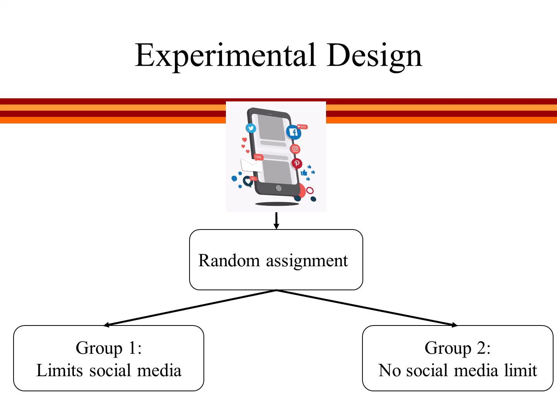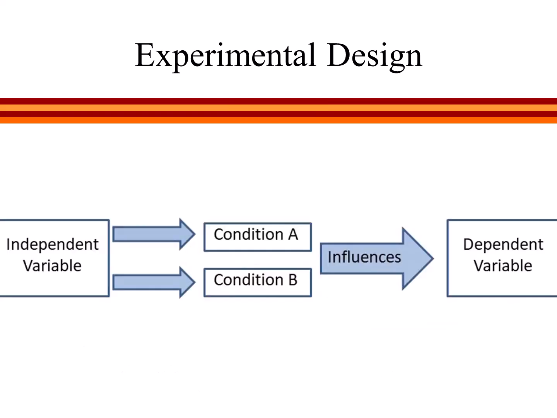In experimental design, the variable that is manipulated is called the independent variable. In this example, the independent variable would be social media use, because that's the variable that the researcher manipulated or changed via random assignment. The measured outcome is called the dependent variable. In this example, mental health would be the dependent variable, because participants' mental health is the outcome that the researcher is interested in measuring. Let's practice with another example.